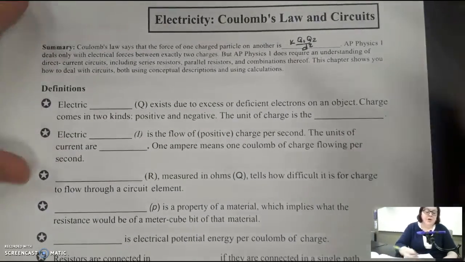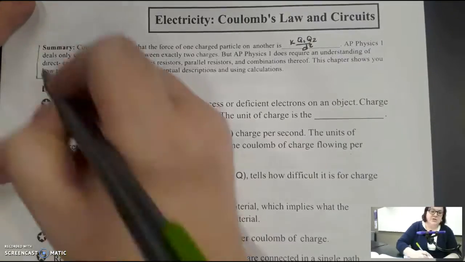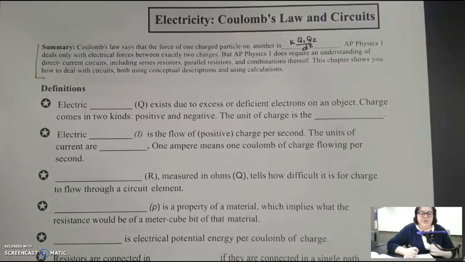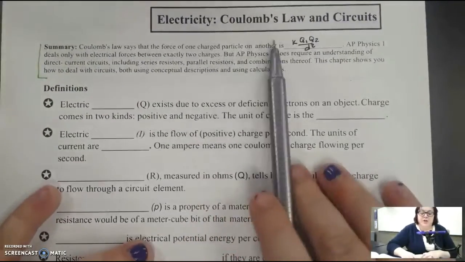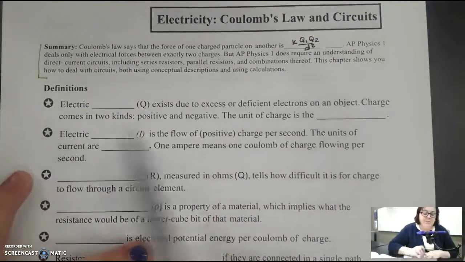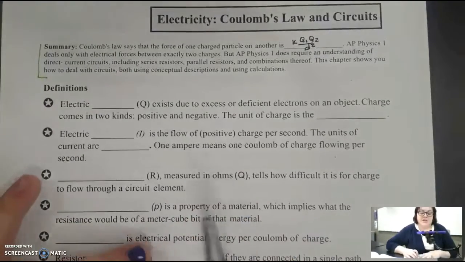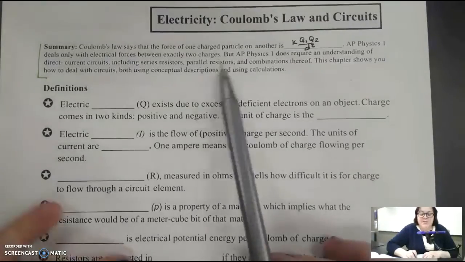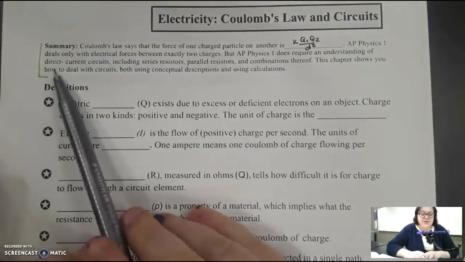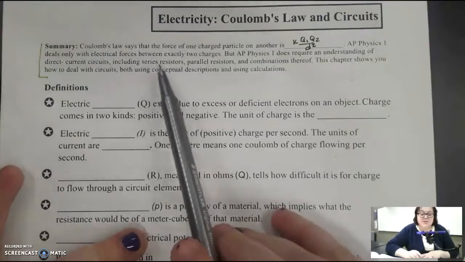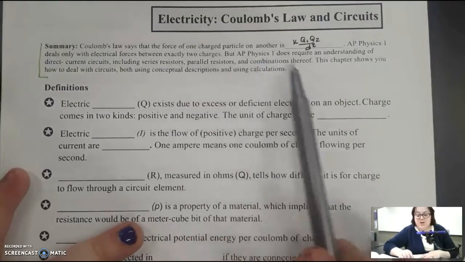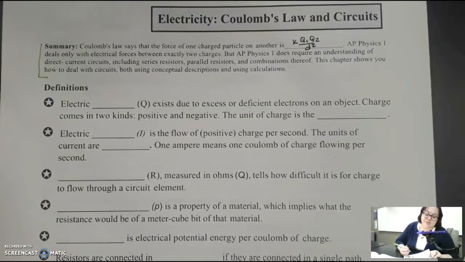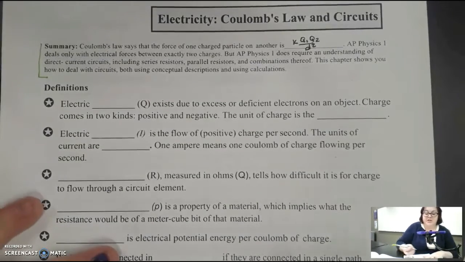So, the summary of the entirety of electricity is that you have Coulomb's law, which talks about the force of one charged particle on another, and it's given by an equation. AP Physics 1 deals only with electrical forces that are acting between exactly two charges, which makes things a lot nicer. AP Physics 1 also requires an understanding of direct current circuits, including series resistors, parallel resistors, and combinations thereof. This will show you how to deal with circuits, including both conceptual descriptions and using calculations.